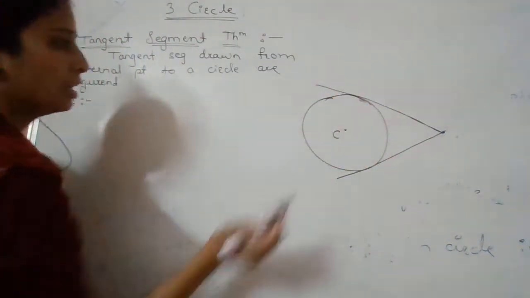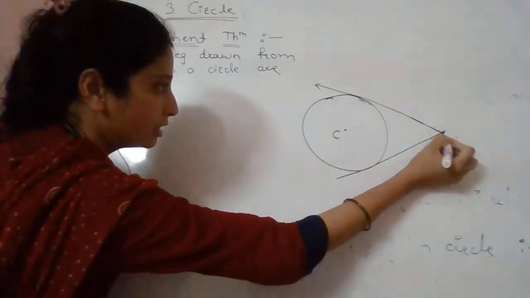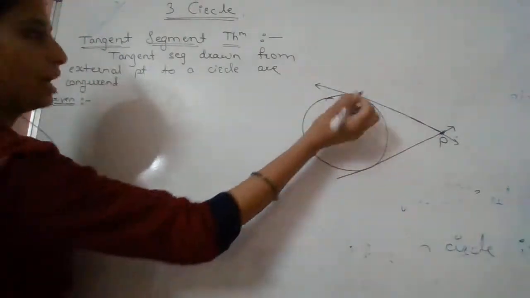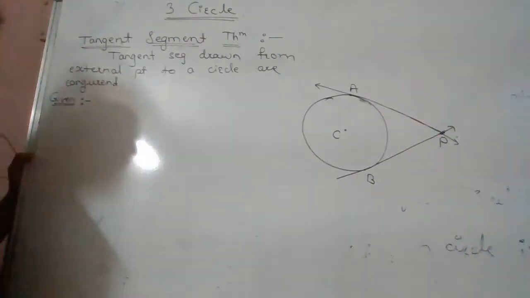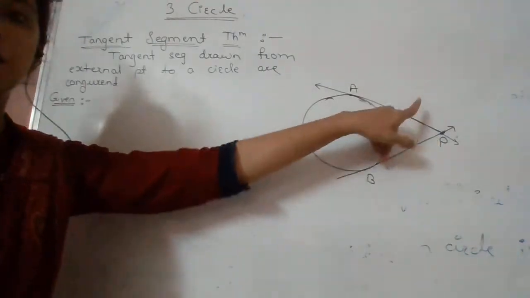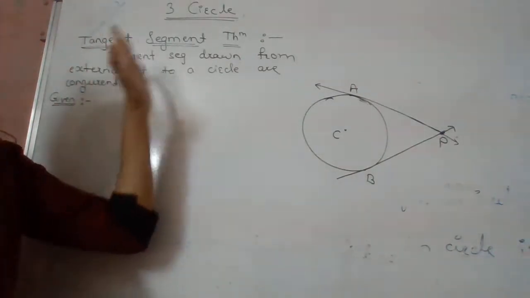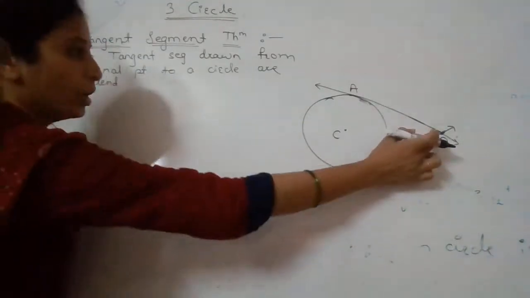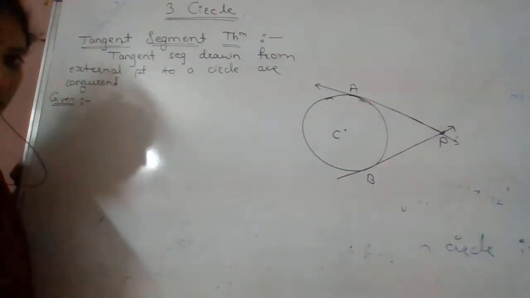So what does the theorem say? The two tangents which we draw from an external point to a circle, suppose this is your point P, and this tangent is touching the circle at point A, and this one is touching the circle at point B. The theorem says that these two tangents drawn from an external point are equal. Congruent means they are equal. This is the tangent segment theorem, and we have to prove that it is true. Whatever tangents are drawn from this point to the given circle, both tangents are congruent. This is what we are going to prove.